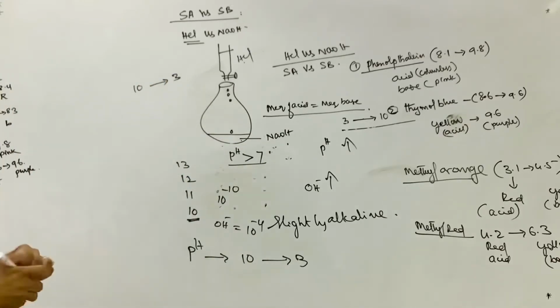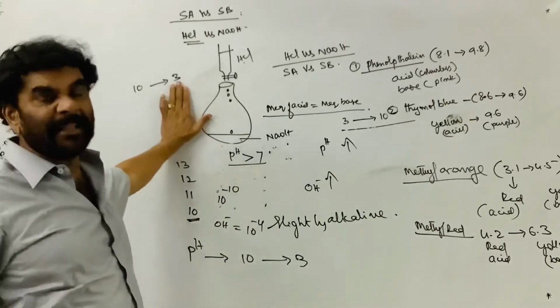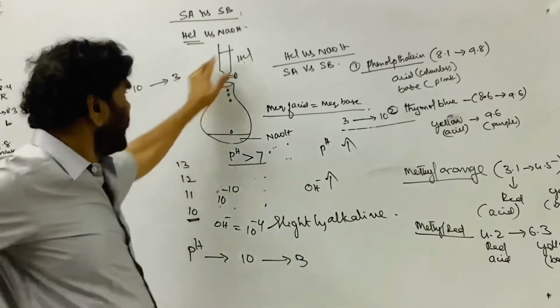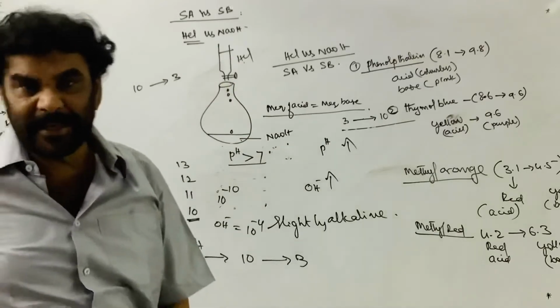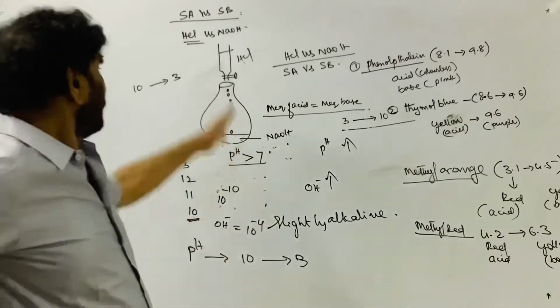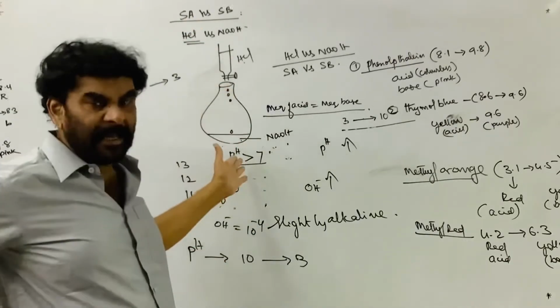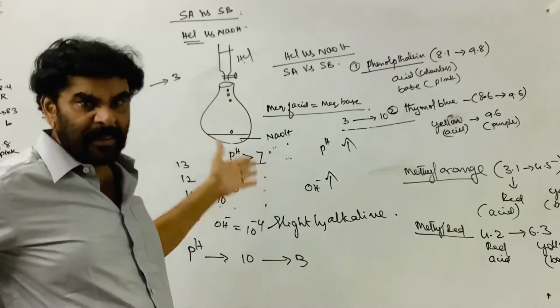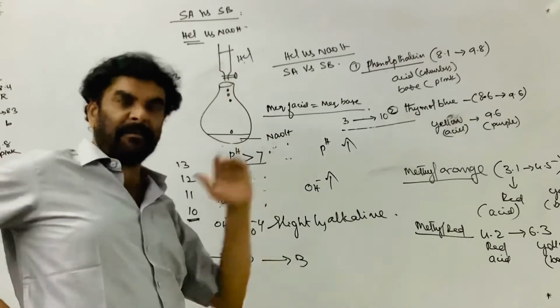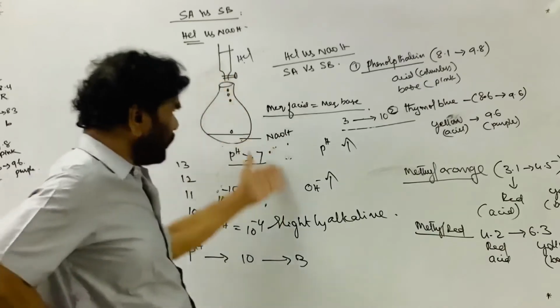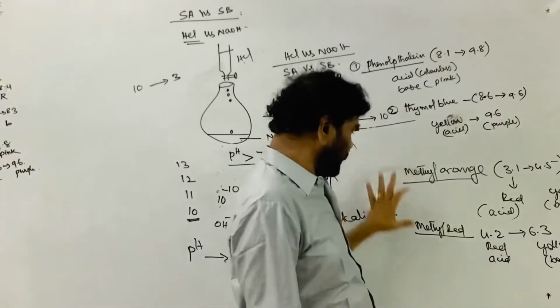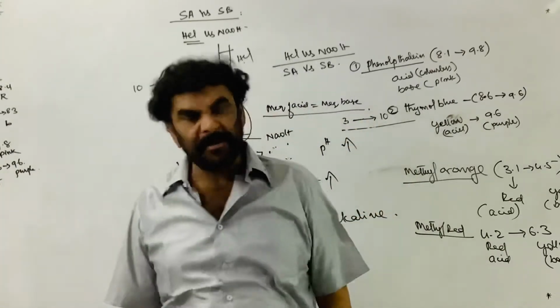The pH going from 10 to 3 means that finally it is becoming acidic. You are adding acid, so finally it is becoming acidic. That is, for any indicator, the pH at the equivalence point is not 7. It is jumping from 10 to 3. So you can use methyl orange or methyl red as the best indicators.